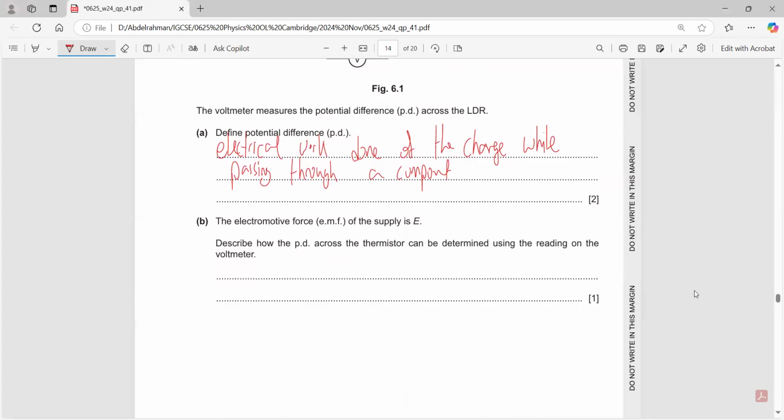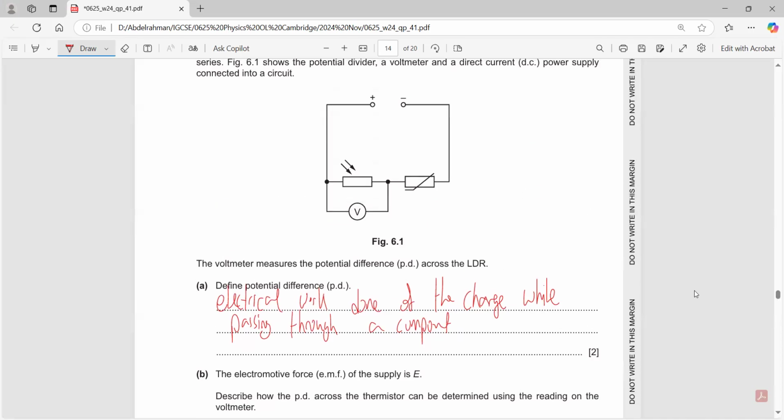Describe how the potential difference across the thermistor can be determined using the reading on the voltmeter. I need the voltage of the thermistor, not the voltage of the LDR. Can I find the voltage of the thermistor? Yes, I can find the voltage of the thermistor.